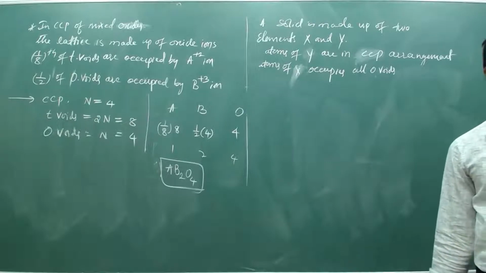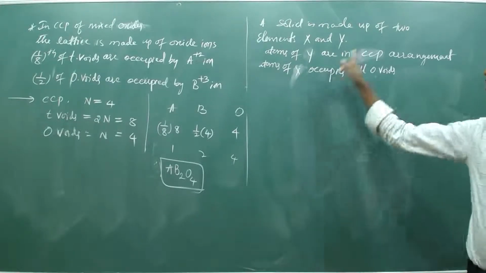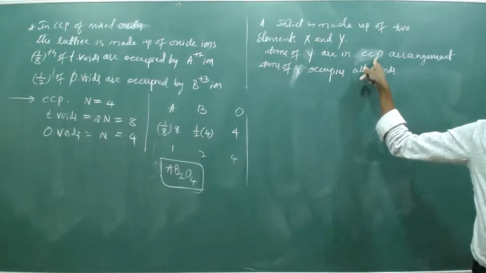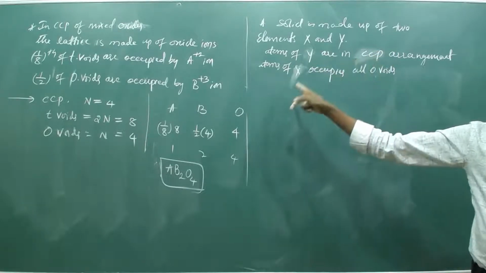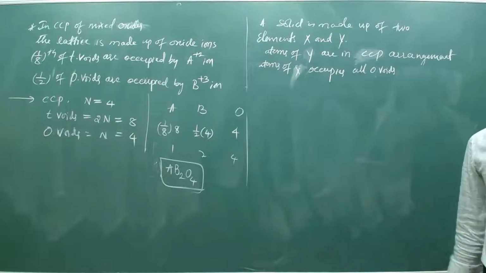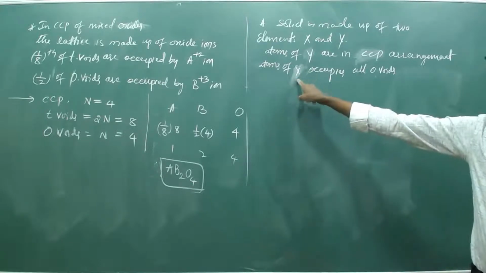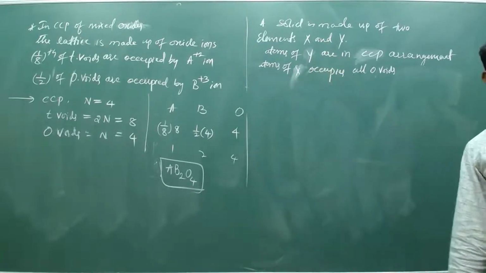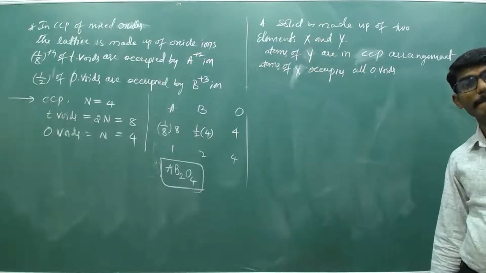Yes, XY, because CCP is 4 and octahedral voids are 4. So the number of atoms is the same. So therefore it is in the ratio 1 is to 1. So the formula is XY. If all the atoms of X occupy tetrahedral voids, then what will be the formula?